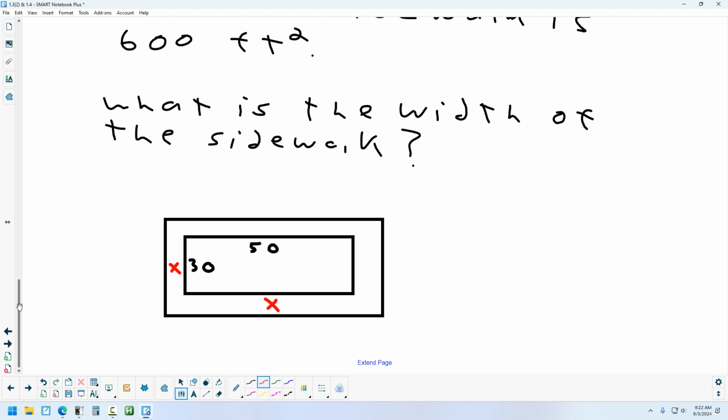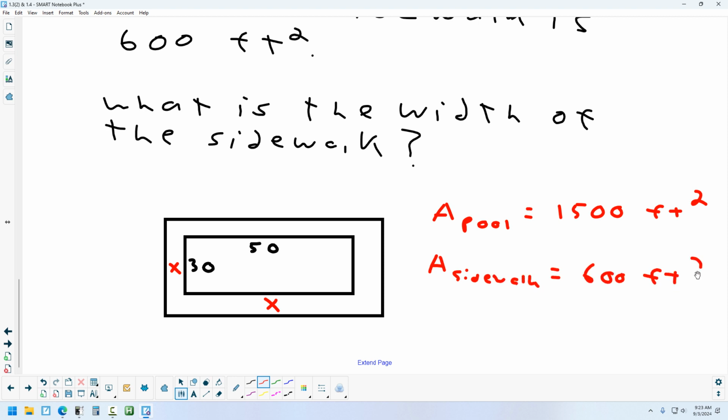What else do we know that they didn't give us? It's something we can calculate based on the numbers we have. Yep, the area of the pool. We can find the area of the pool. We'll see if it comes in handy. I think it will. Area is 30 times 50, which is going to give me an area of how much? 1,500. Yep. So I know the area of the pool. I also know the area of the sidewalk. That was given.